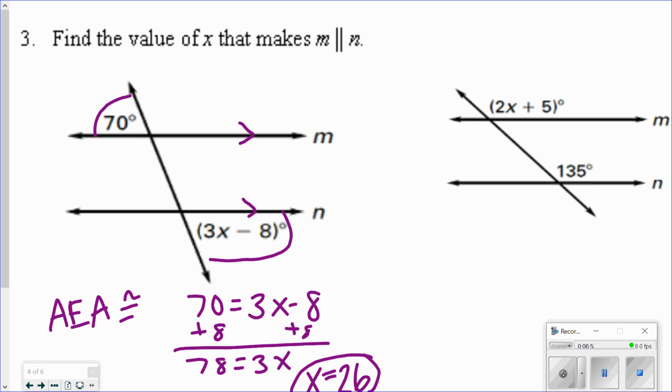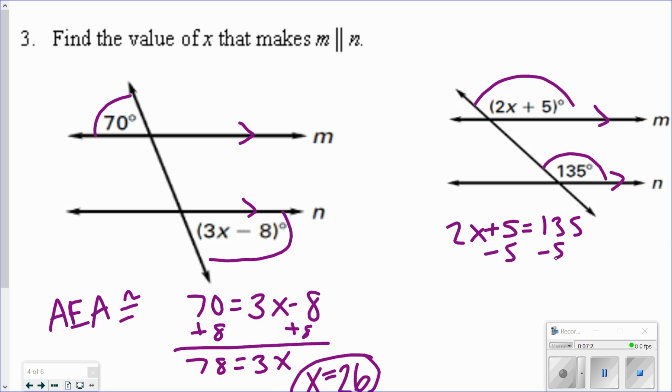And our last problem here, I have 2x plus 5 and 35 degrees. So what would x have to be for these lines to be parallel? Well, looking at our special angle pair, these would be corresponding angles. They're in the same position in that cluster of 4 angles. So they would be congruent. So 2x plus 5 is equal to 135. So I'm going to subtract 5 from each side. So 2x is equal to 130, divide by 2, and x is equal to 65.